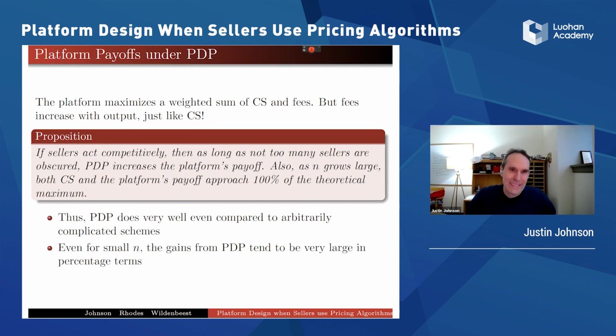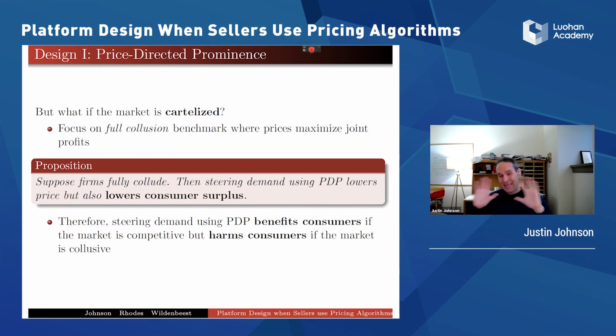I don't have time to go into the details of that, but all that's to say that even though PDP is a simple policy, and you can imagine more sophisticated policies that perhaps would do better, what we can show is that PDP does quite well in seizing a large portion of the percentage gains that would be possible, even if you had arbitrarily complicated schemes. Okay, so that sounds good, subject to some caveats like different costs and qualities.